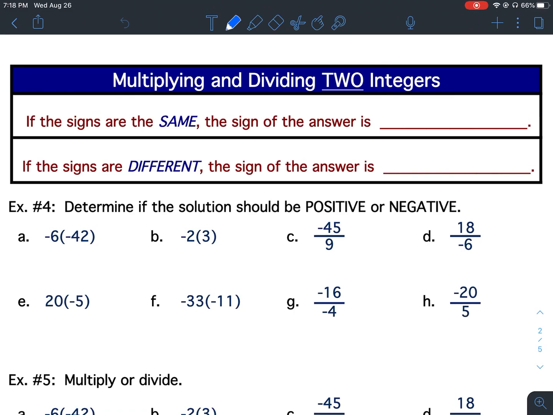When you're multiplying two integers, if the signs are the same, meaning they're both positive or both negative, then the sign of your answer will be positive. But if the signs are different, one positive and one negative, then the sign of your answer will be negative.